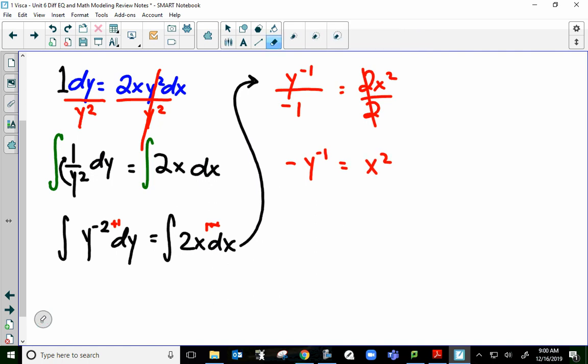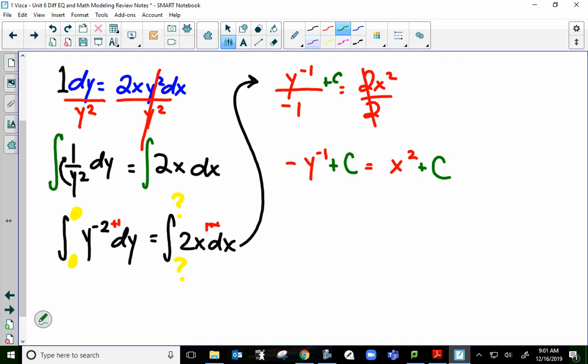And before I write that equals x squared, did I have bounds? Did I have bounds here or here? No. When I don't have bounds, I always need a plus C. I could have put plus C here and plus C here, but I wanted to worry about simplifying our equations first. So, this is what we got.